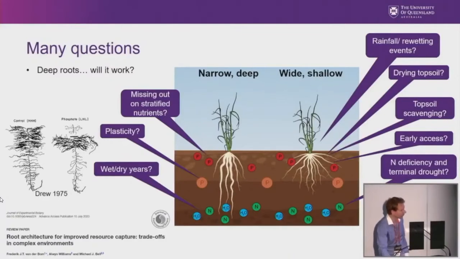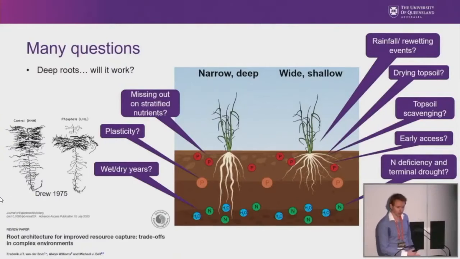Here on the left side is an example. It's old work from the 70s, but we know that roots have specific responses when they encounter phosphorus in the soil. So if that's a response, is that going to override roots going deep? What about wet years and dry years? Is the benefit of deep roots going to work in years where it's very wet? Etc., etc.